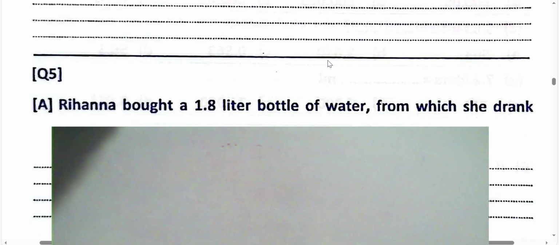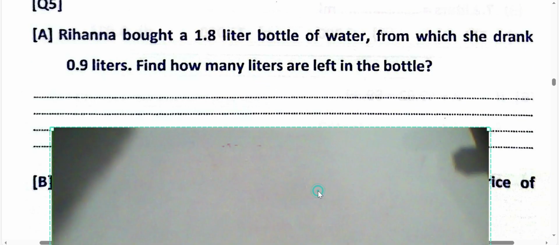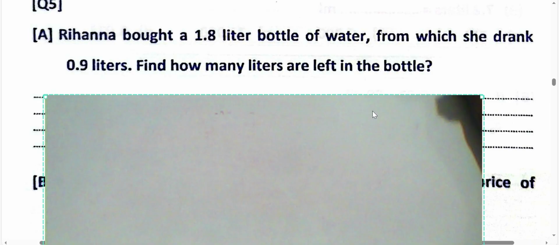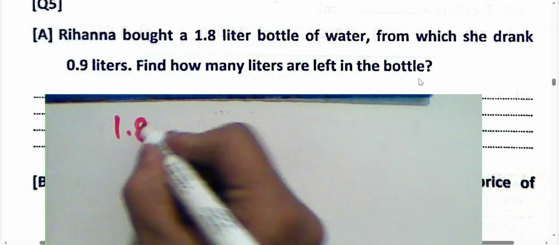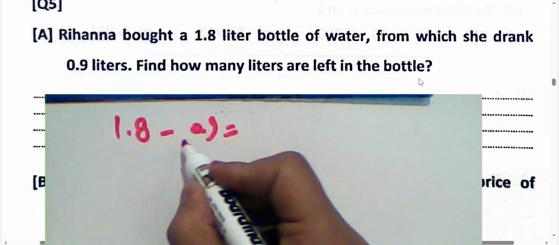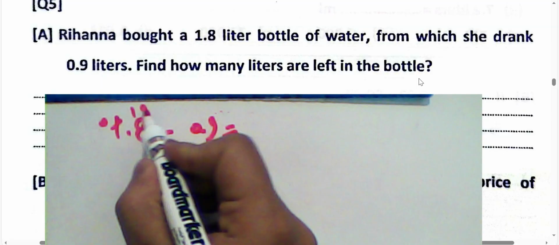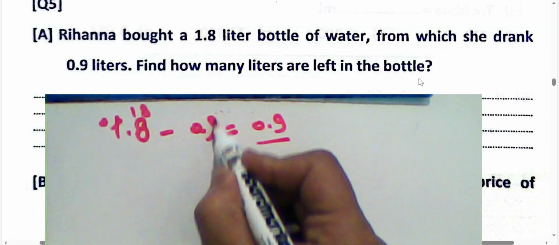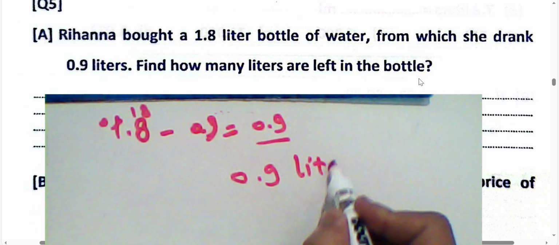Next question. Rayhana put 1.8 liters of water in a bottle, from which she drank 0.9 liters. Find how many liters are left in the bottle. We can find the difference between them. Okay, write 1.8, the total amount, subtract 0.9, which she drank. For 1.8 minus 0.9, we can do it: 18 minus 9 is 9. The result will be 9 tenths. So the result will be 9 tenths of a liter.